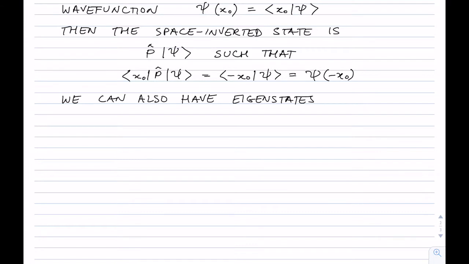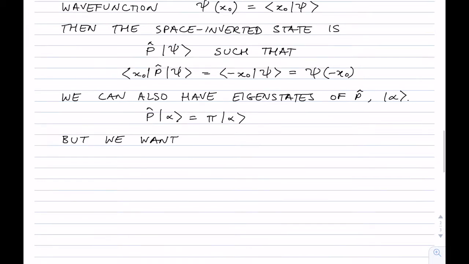Furthermore, we can think about eigenstates of parity, which we might write as alpha. For these eigenstates, we would have P|alpha⟩ equal to pi |alpha⟩, where pi is some number. If we apply this P twice, we expect P squared on alpha to just give us back our original wave function alpha. So for that to be true, P squared |alpha⟩ equals pi squared |alpha⟩, and therefore the eigenvalues are either +1 or -1. And so all the eigenvectors are either positive parity with pi equals +1 or negative parity with pi equals -1.